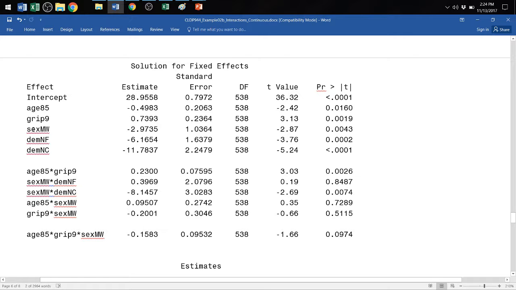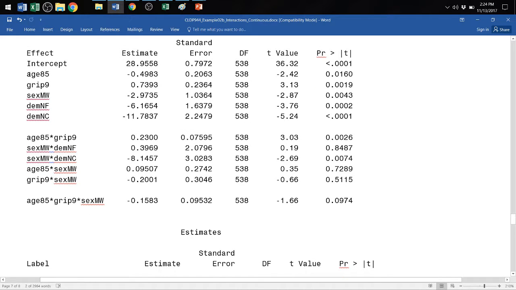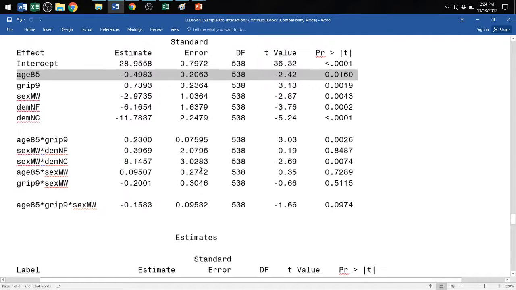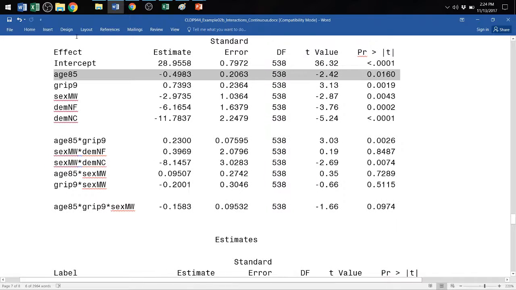So here are my fixed effects provided by default out of the model. Let's look at this simple main effect of age. Who is this for now, given the rest of my list? Is my simple main effect conditional on grip? Yes, because it interacts. How about gender? Yes, because it interacts. How about dementia? Not yet. No.